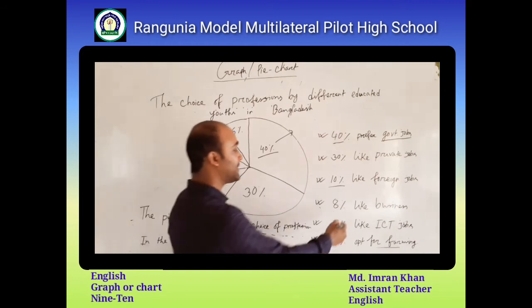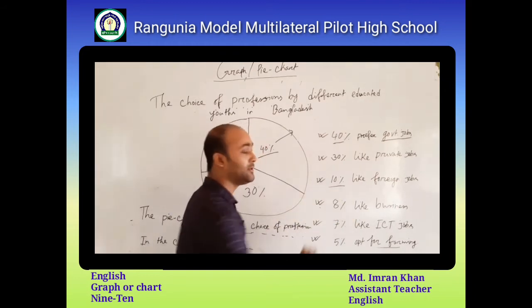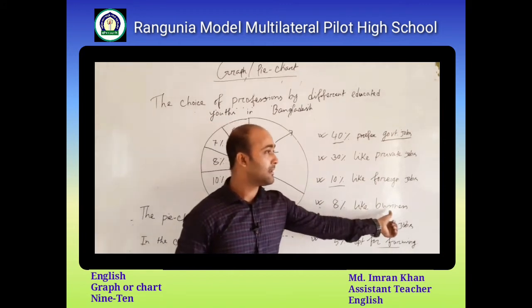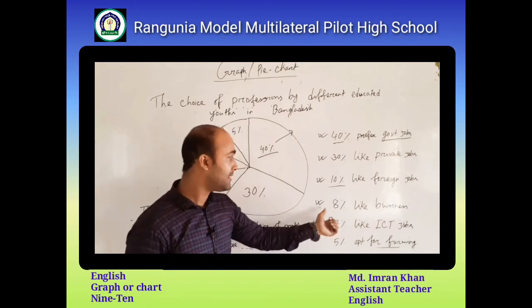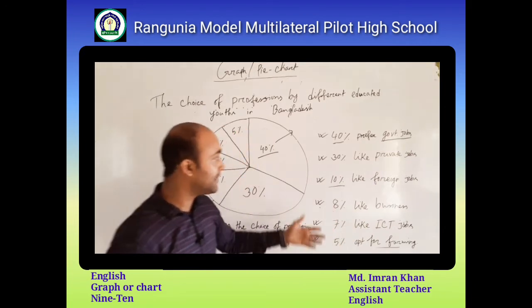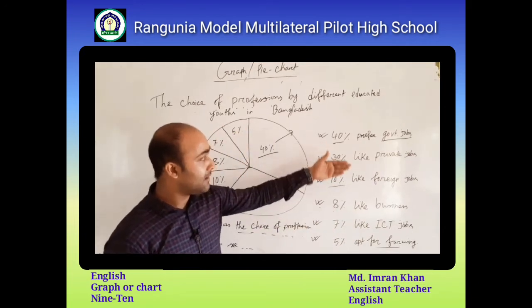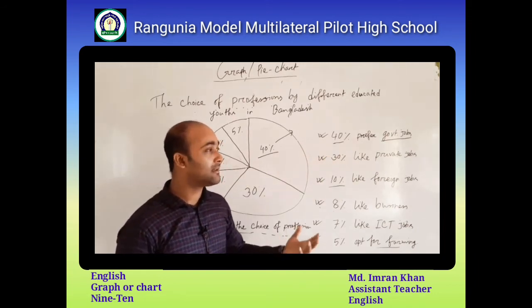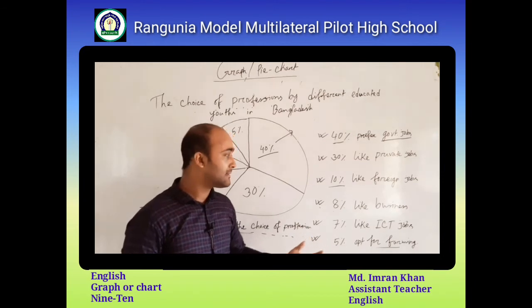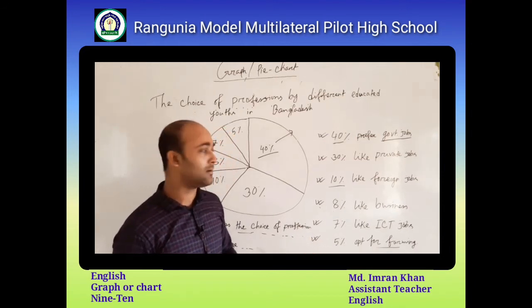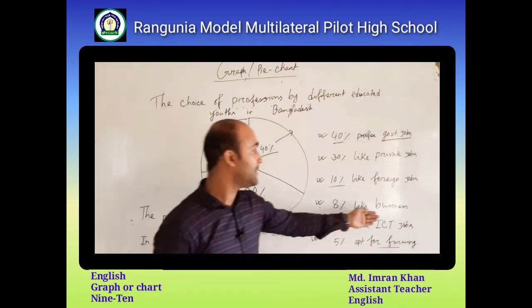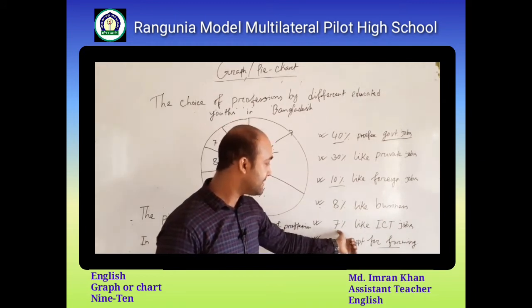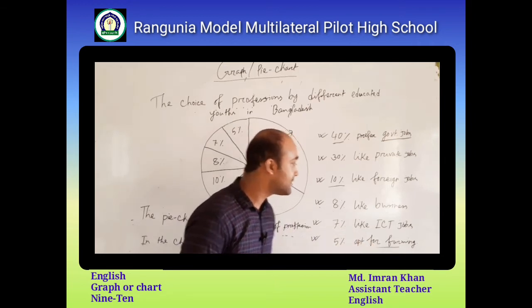Then 8% of young educated people or students like business, like to be a businessman. Why do they like to be a businessman? Most of them take up business as their family business, or they become a businessman whether they like it or not. Third, last but not least, 7% like ICT jobs.